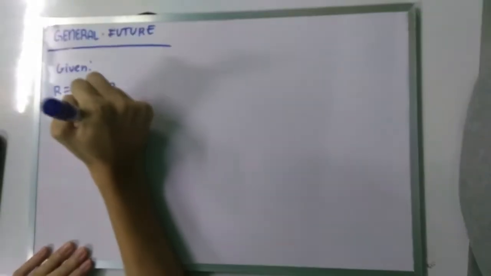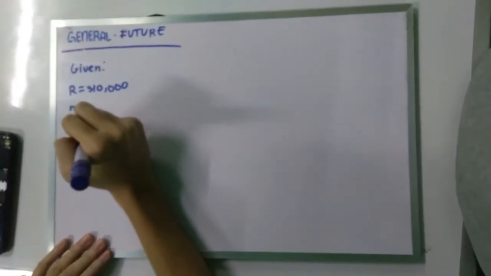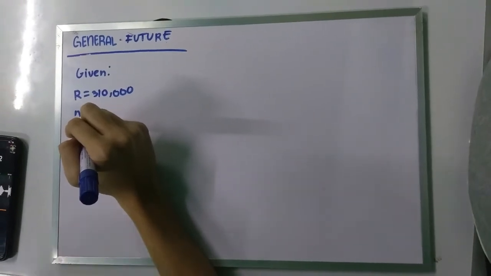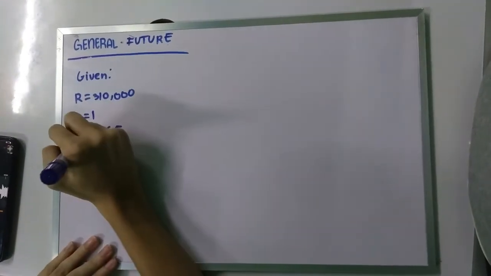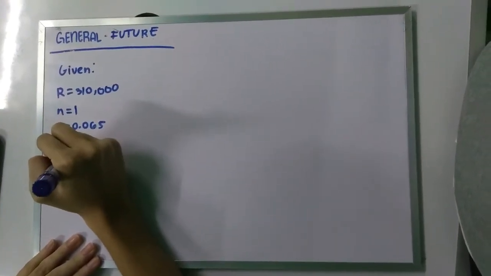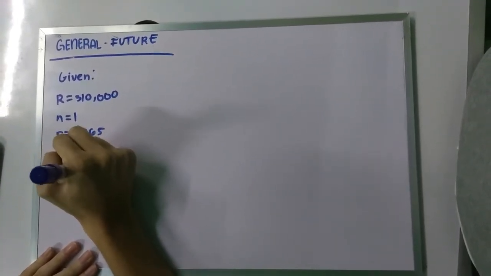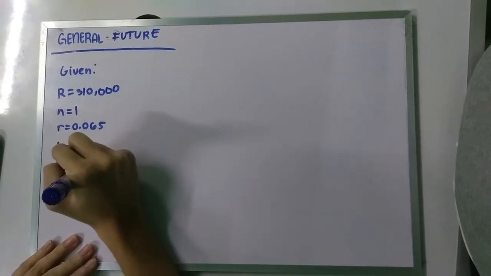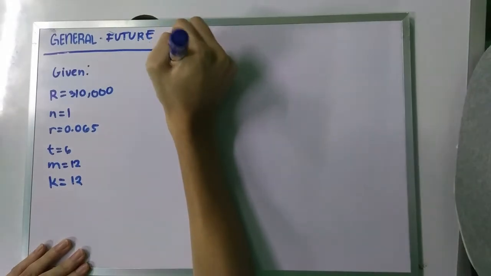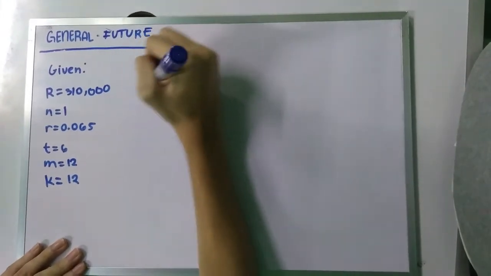Don't be confused on this part. Always move the decimal place twice to the left if the interest rate is presented in the percentage form. Our T is 6, M equals 12. Lastly, our K, which is 12 over 1, is still 12. Before anything else, we should convert the R over N from our main formula. This is the first process in solving general annuities.